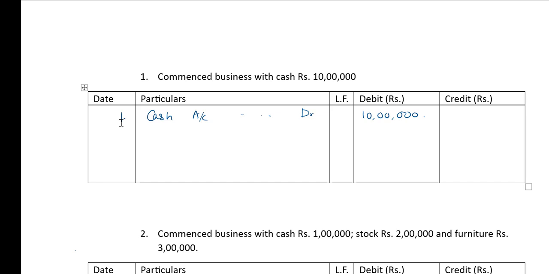The other account involved is capital account. There is an increase in capital. Increase in capital has to be credited. So we will credit capital account with 10 lakh rupees. Narration: for business commenced with cash.